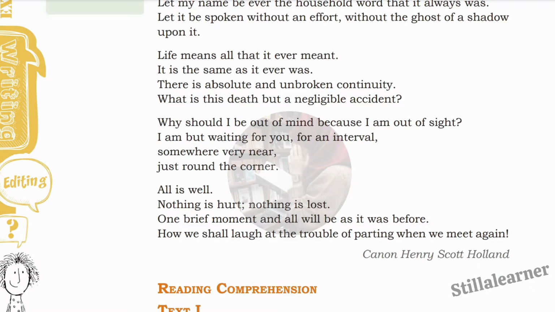This is the bitter truth of life. Life means we have to come and go. He was waiting for you because one day or another we also have to leave this world. So don't worry, we are just around the corner. Everything is well, and there is nothing to hurt and nothing to lose. Okay guys, this is all about this poem. Now I hope you understood this.